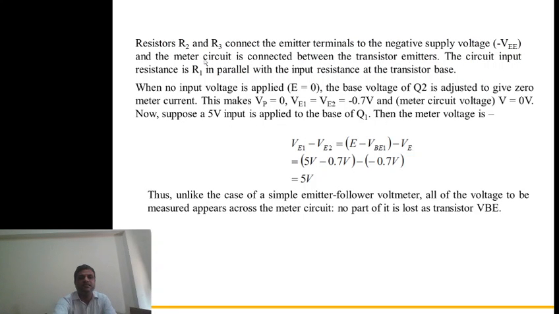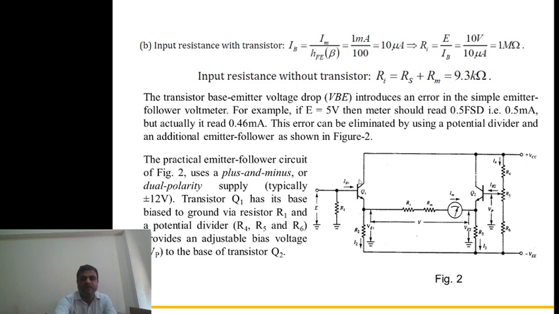The resistances R2 and R3 connect the emitter terminal to the negative supply voltage, and the meter circuit is connected between the transistor emitters. This is already clear. The circuit input resistance is R1 in parallel with the input resistance of the transistor base. So this is R1, and it is in parallel with the input resistance of this particular circuit.